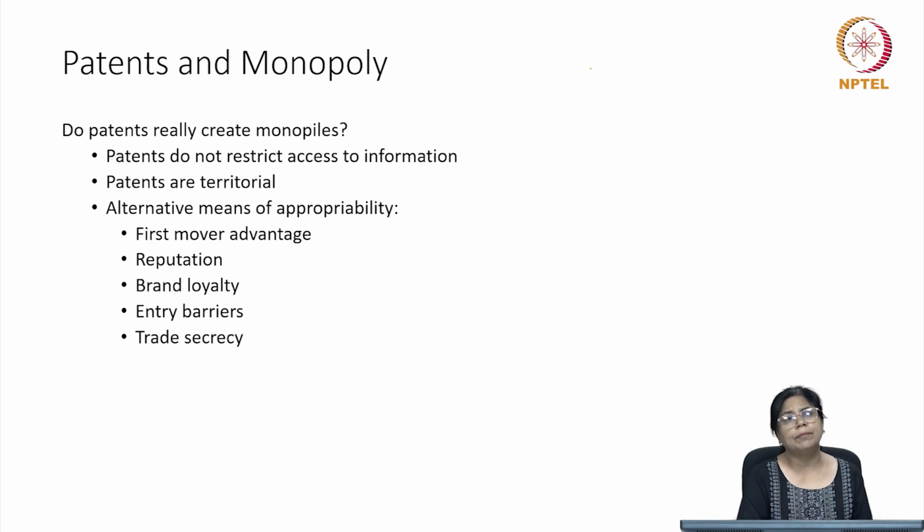Moreover, patents are territorial in nature, which we also discussed earlier, whereby we talked about how a patent right will be applicable within the geography of the country in which it has been given. Apart from that, we have found that the companies and the firms may in fact use different other means to appropriate their intellectual property. What are those means?